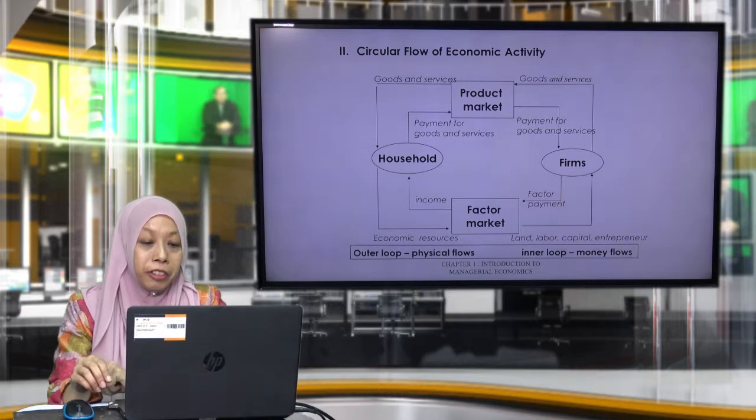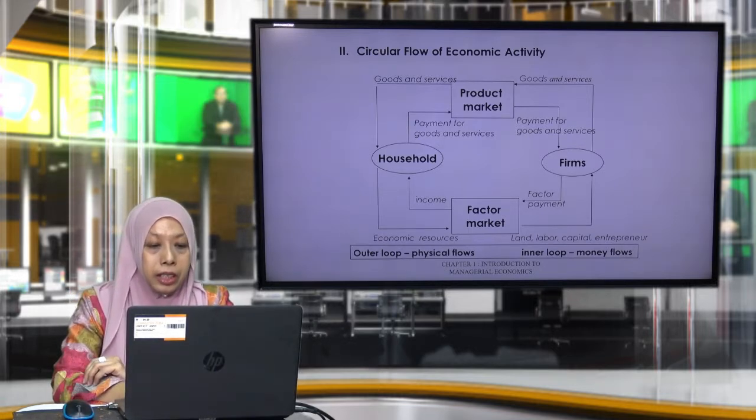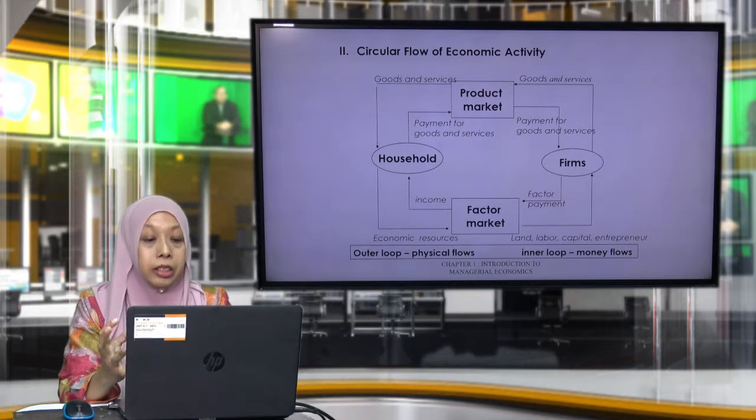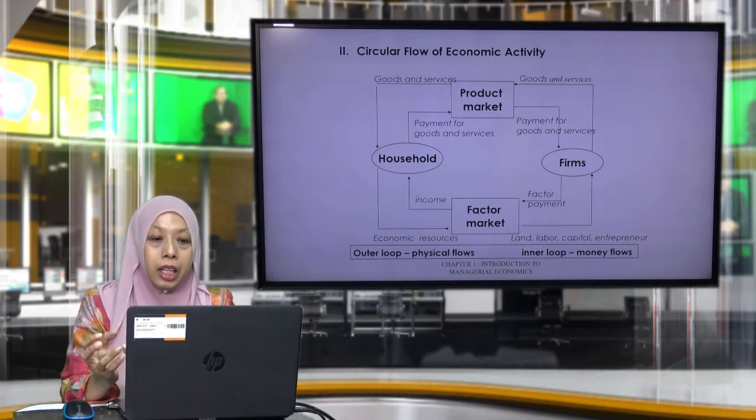Okay, so firms here play two very important roles. In the factor market, they are the one who combines all the resources, and they are also the one who makes the factor payments. And in the product market, they are the one who converts all the resources into goods and services for the household.